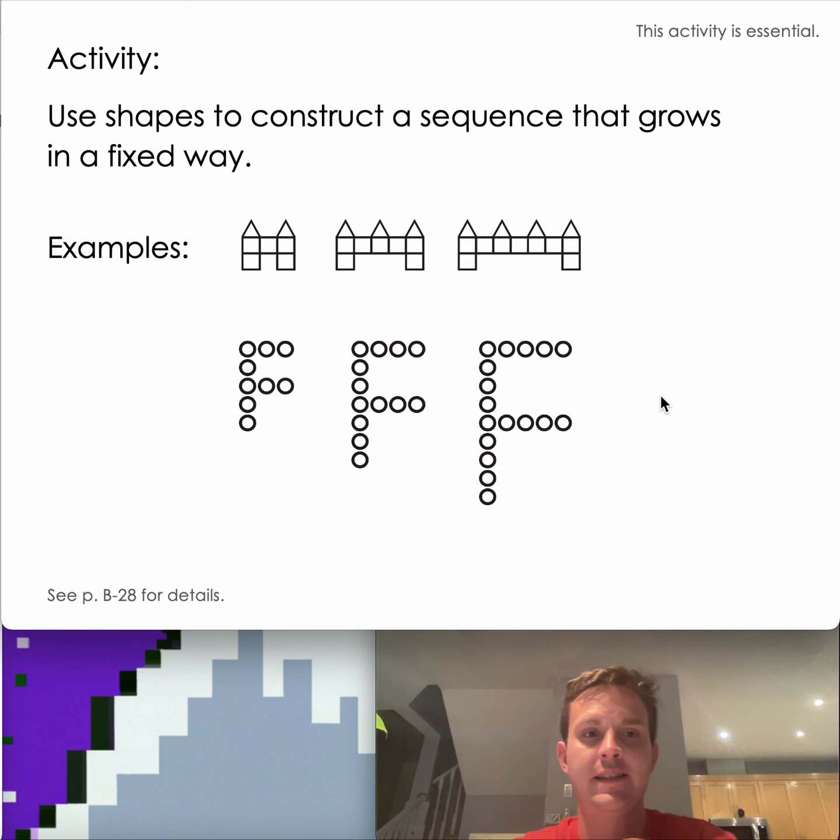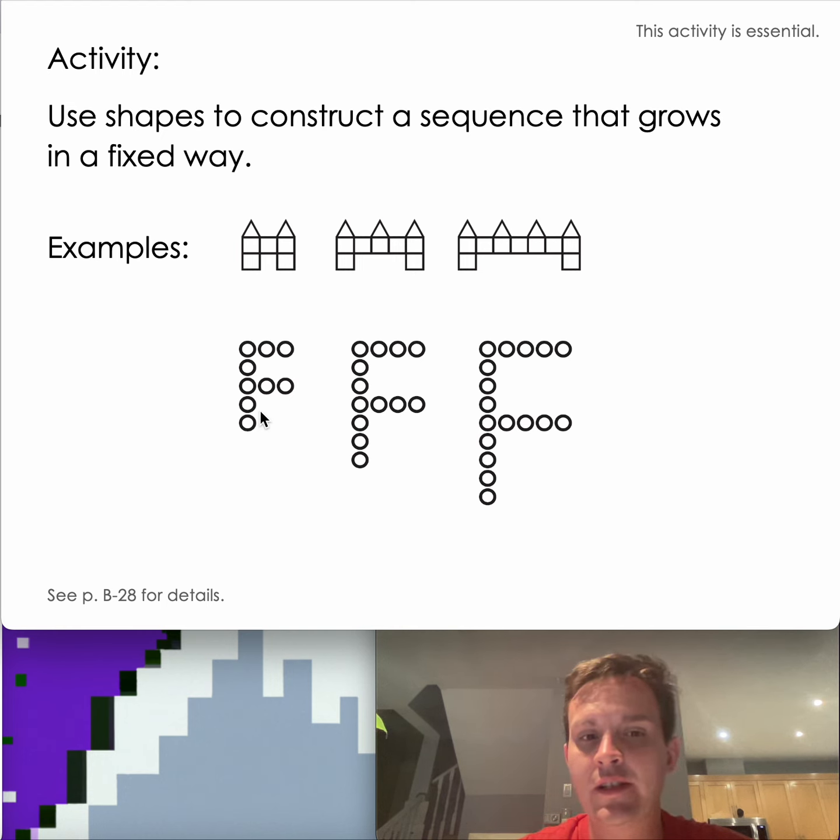Here is your activity. It is an essential activity, so you must do it. You are to construct a sequence of shapes, for instance, castles or letters of the alphabet, that grow in a fixed way. So you can use pattern blocks, for example. And here are two examples. So here's a castle, and it grows in the same way each time. Or here's a letter F, and it grows in the same way each time.